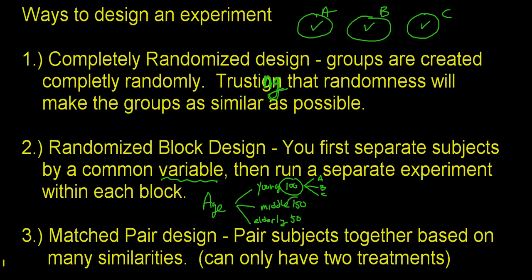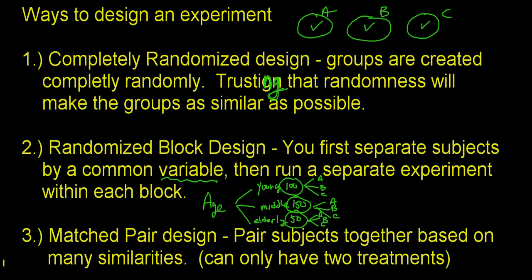And then I'm going to do the exact same thing on the 150 middle-aged people. Randomly choose 1/3 of them to get A, 1/3 of them to get B, 1/3 of them to get C. So 50, 50, 50, chosen randomly. And then of the elderly, same thing. 1/3, 1/3, 1/3, A, B, and C.